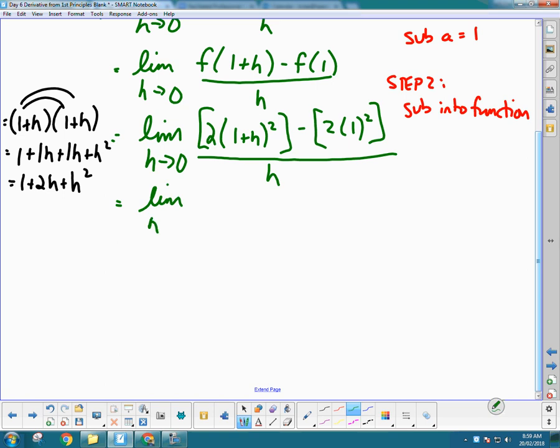Limit as h approaches 0, 2 bracket 1 plus 2h plus h squared, minus, and then this part's easy, 1 squared is 1, times 2 is 2, all over h. I'm going to rainbow the 2 now.